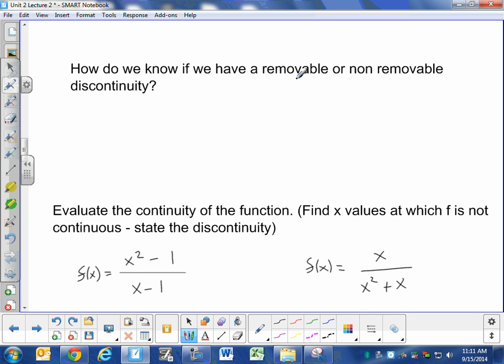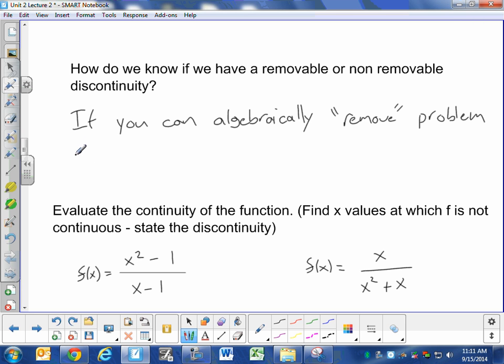Now, how will we know if we have a removable discontinuity, a hole, or a non-removable one? Well, we kind of talked about removable discontinuities in the first unit. We tried to plug in values into functions. We got 0 over 0. We simplified the function, which removed our problem, and then we could plug in to the simpler function and find a value. Well, that tells us if we can algebraically simplify a function and it removes that problem, that will be the location of a hole or a removable discontinuity. So if you can algebraically remove your problem, those will be removed.